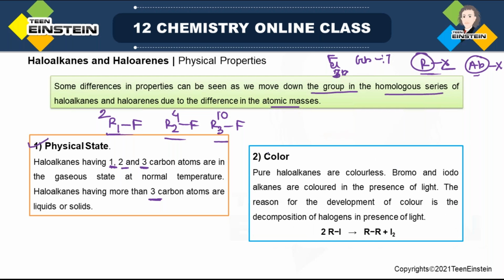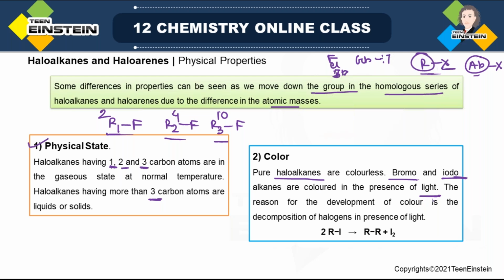Color. When they are in pure condition, suppose you have a pure haloalkane sample, it is colorless. But that is a very ideal condition. Mostly it will not be so, especially for bromo and iodo haloalkanes. If you cannot keep it in the dark, and some presence of light is there, which is natural mostly, there will be some color generation.